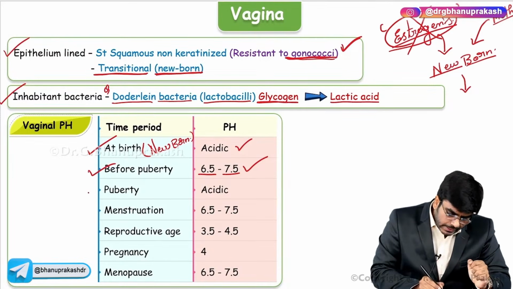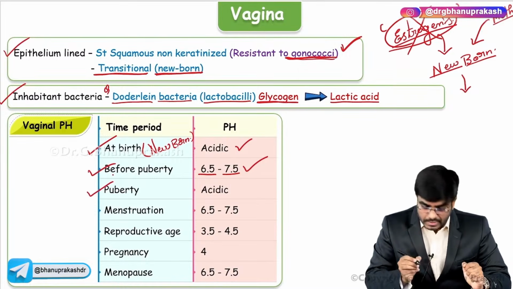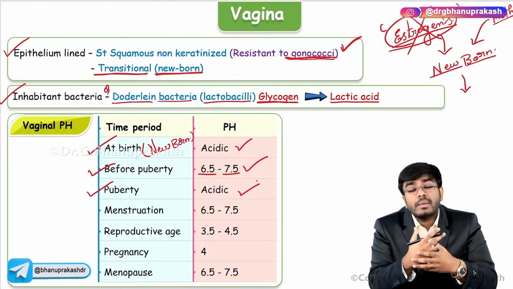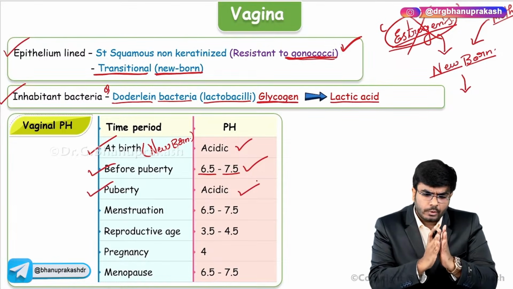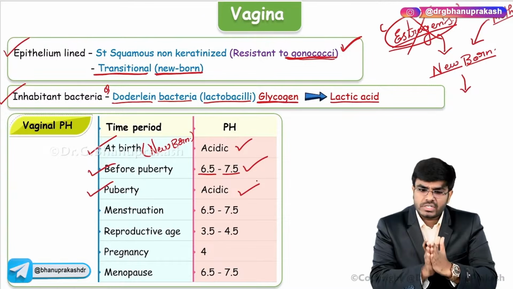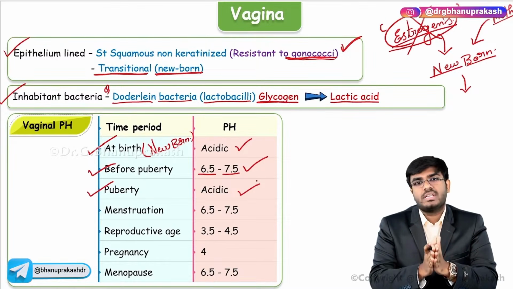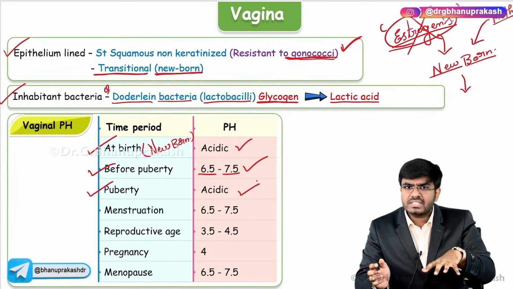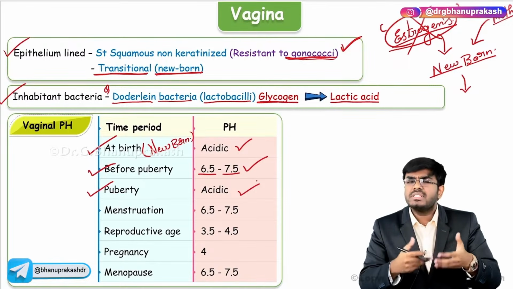Now, during puberty, the vaginal pH will become acidic. Why will the vaginal pH become acidic? Because at puberty, the ovaries are now functional, and the ovaries are making estrogens. Now, with the help of these estrogens, the vaginal flora can be maintained. So, now this vaginal flora, which is nothing but the lactobacilli, is producing lactic acid.